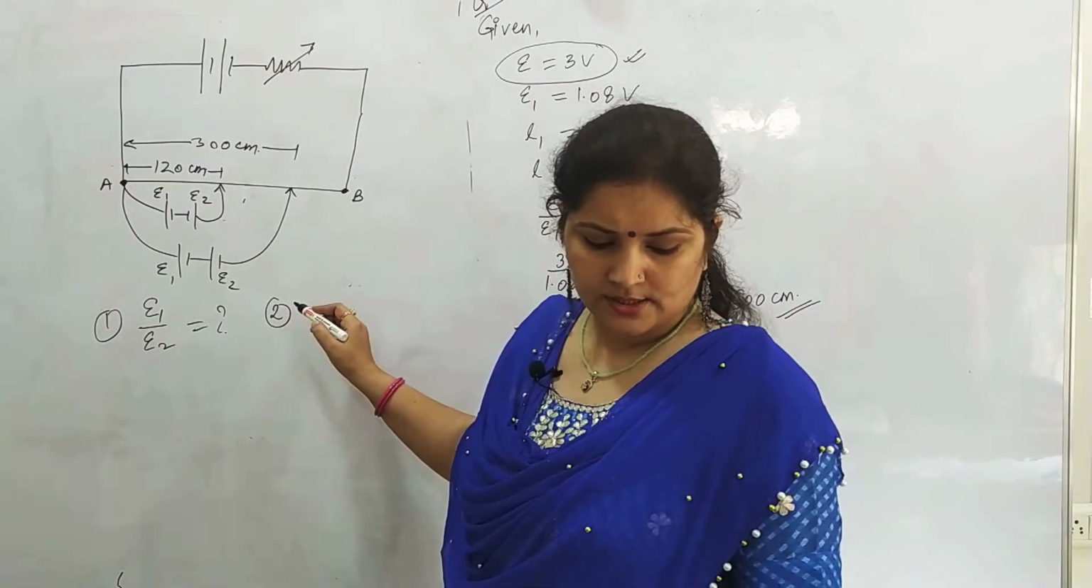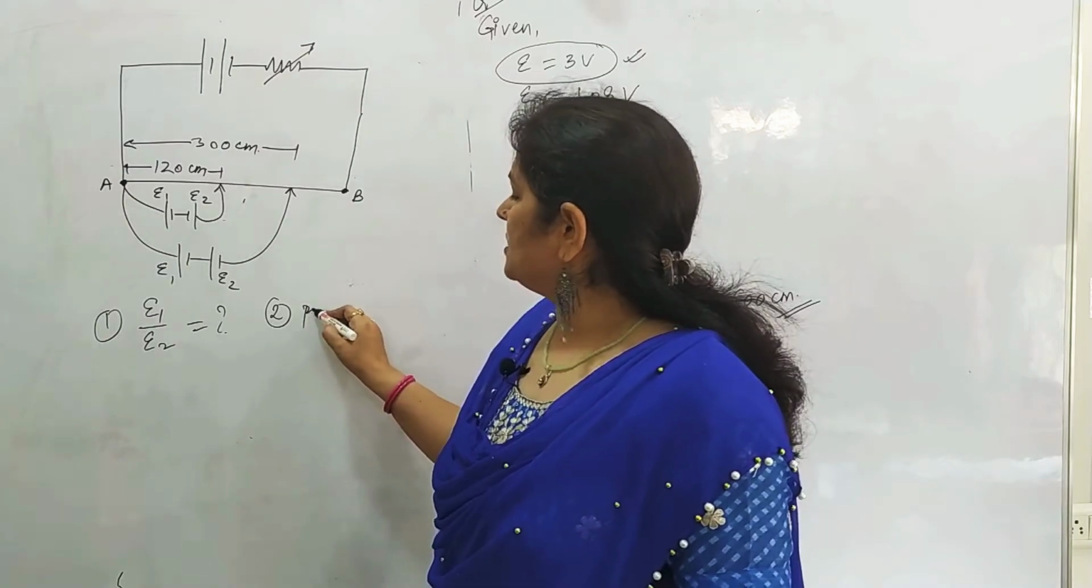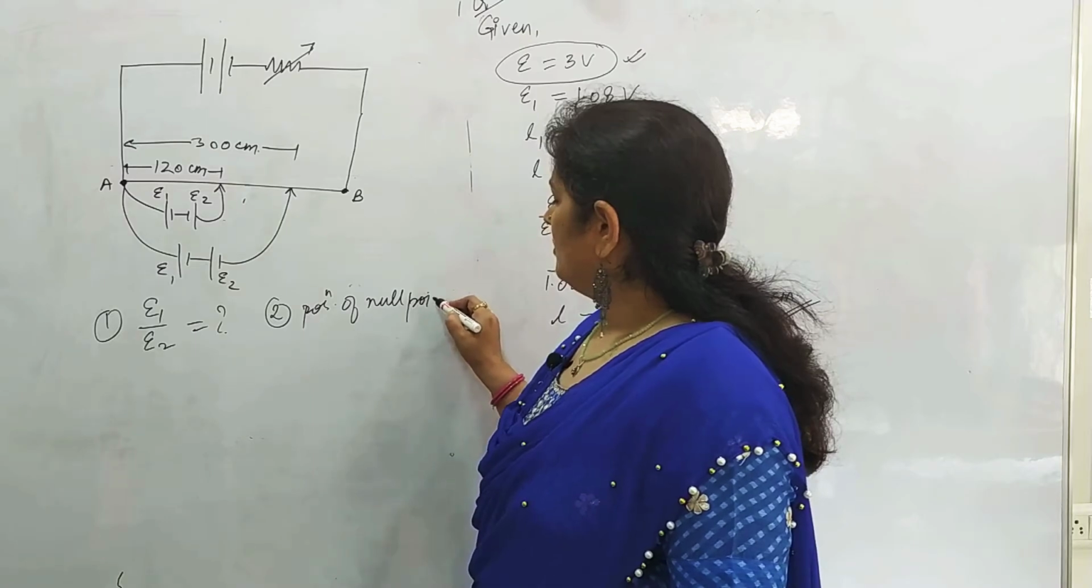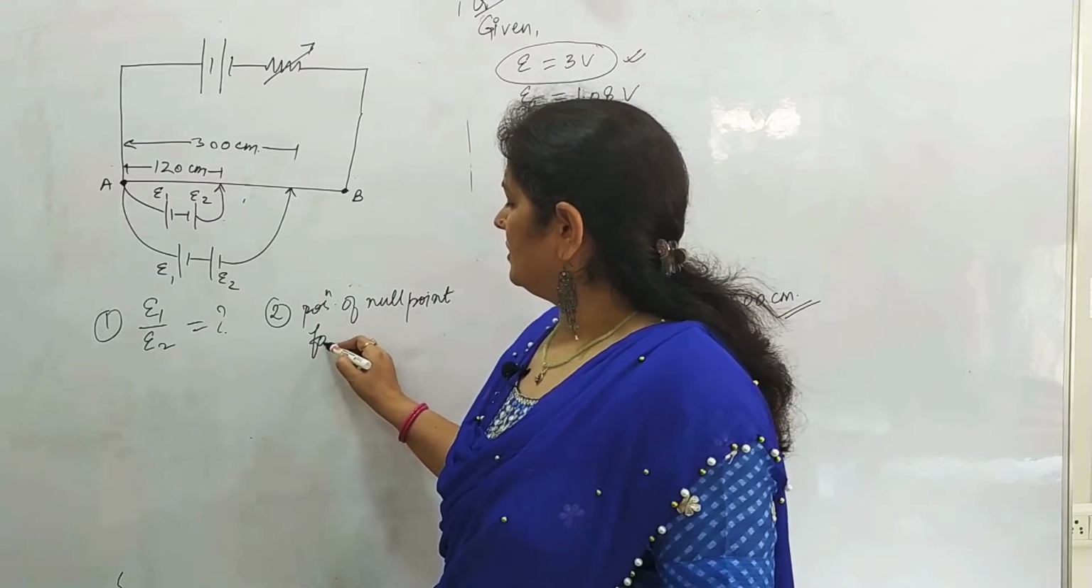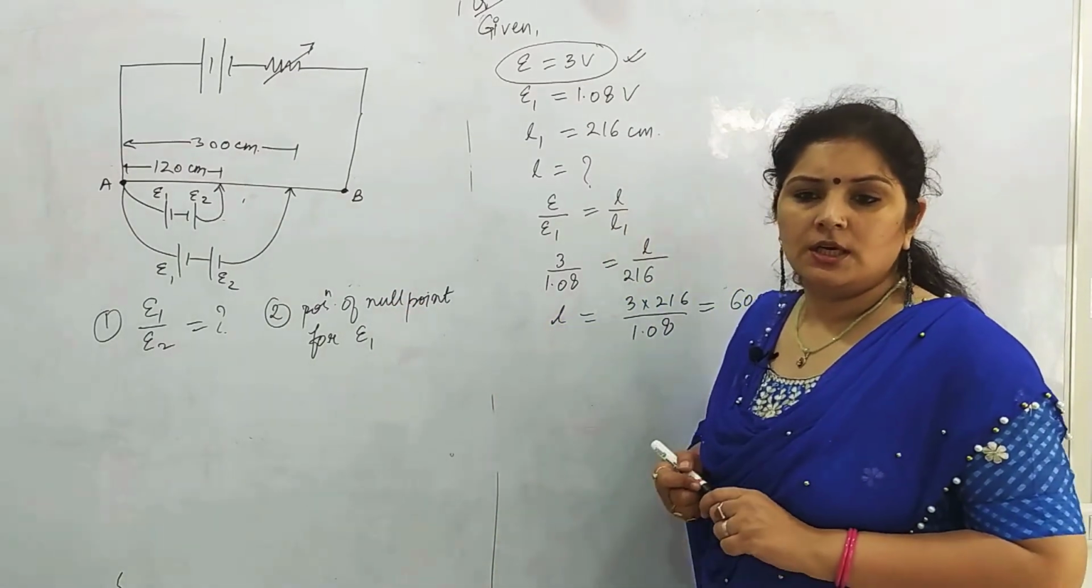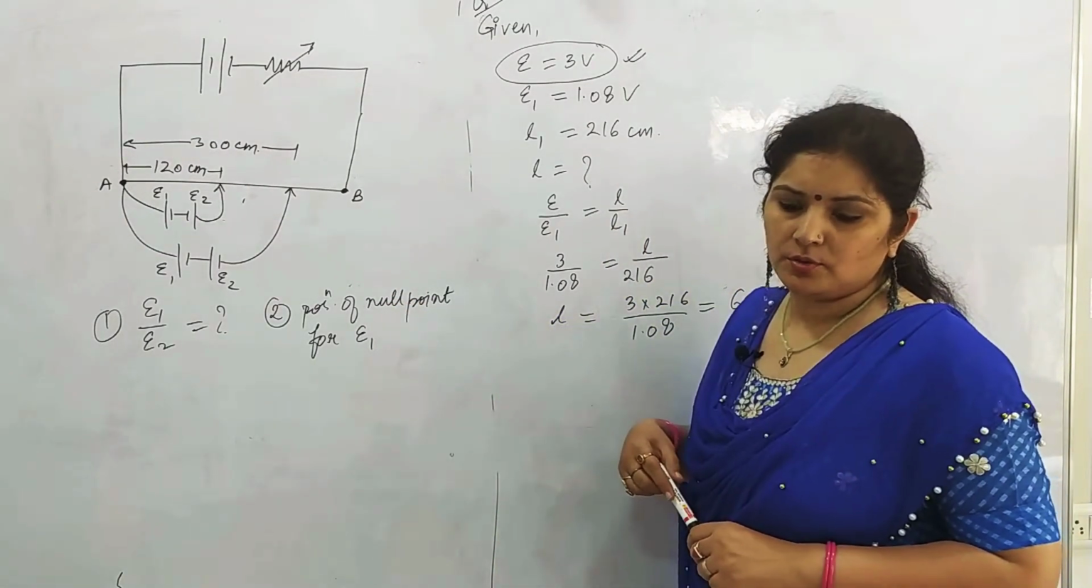And second is the position of null point for E1. Suppose if we connect E1 only, then what will be the position of the null point? Did you understand the question?